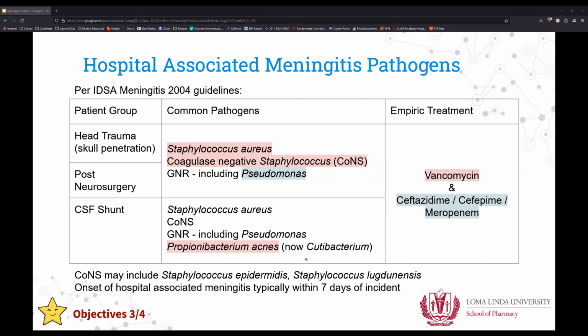And then of note, when we're thinking about post-neurosurgery, the time period for hospital-associated meningitis is going to be 7 days. So let's say it's a month later after my neurosurgery, then you wouldn't be too concerned about the patient having hospital-associated meningitis. If they were to present with suspicion for meningitis, then we'll most likely suspect community-acquired meningitis.